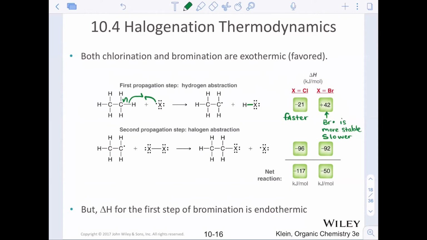The second propagation step is very similar for both of them. Halogen abstraction, right? Making that new carbon to halogen bond. Look at these numbers, very, very similar. So when we're looking at the rate determining step, it must be that first propagation step. There's our rate determining step, hydrogen abstraction. This is the one that we want to focus on when understanding the difference between chlorination and bromination in this radical chapter.